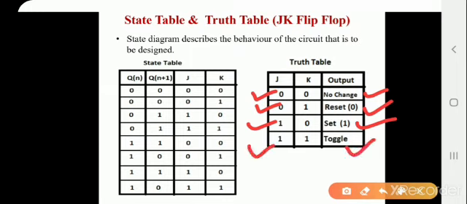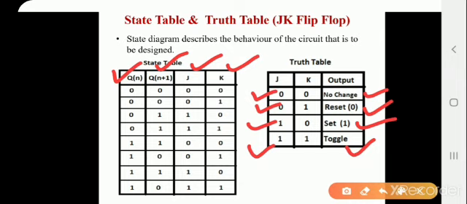That means if the previous output was 0, then the next output will be 1. If the previous output was 1, then the next output will be 0. We will use this principle in forming the state table. So here, as you can see, the state table is the combination of the present state represented by Qn, the next state represented by Qn plus 1, and the two inputs J and K.